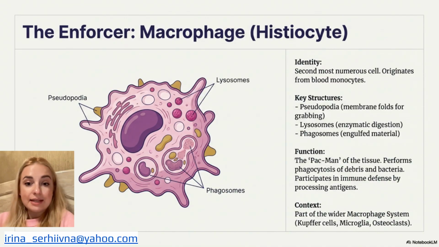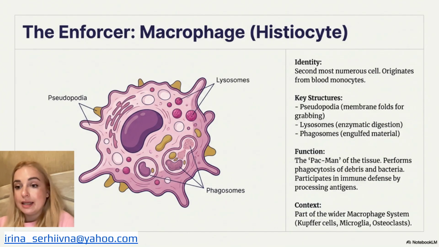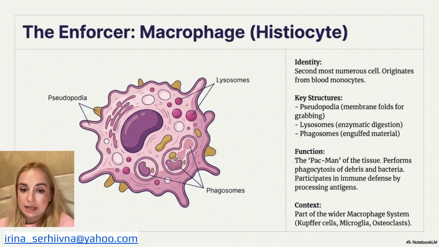Next, we will be talking about the cells that are derived from the blood cells, but they live in connective tissue. And first on the list is macrophage, or we call them histiocytes. These are the cells that are derived from blood cells called monocytes, and they possess a very high phagocytotic activity. That means they can eat up foreign particles, bacteria, etc.